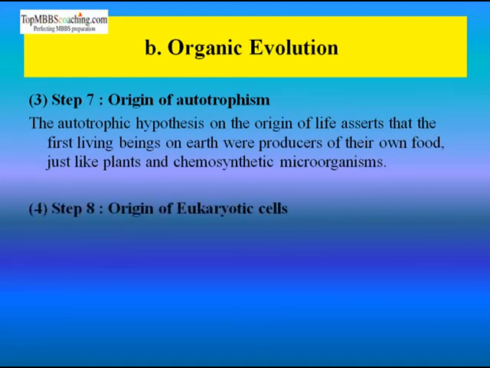And the next step is origin of eukaryotic cells. What are eukaryotic cells? Eukaryotic cells are more complex organisms, for example, plants, animals, fungi, and many single-celled organisms like amoeba and yeast.